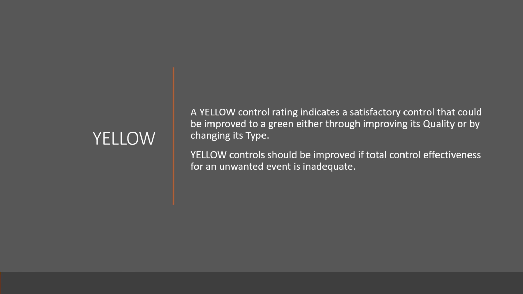A yellow control rating indicates a satisfactory control that could be improved to a green either through improving its quality or by changing its type. Yellow control should be improved if total control effectiveness for an unwanted event is inadequate.